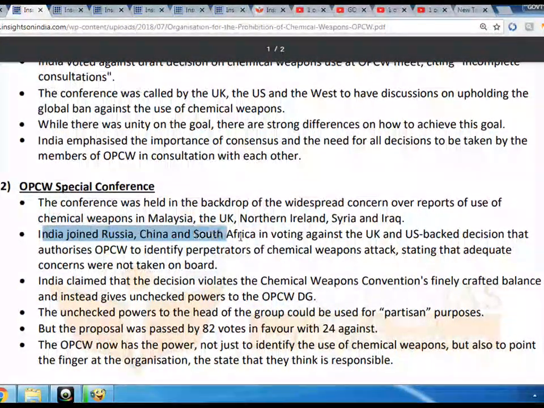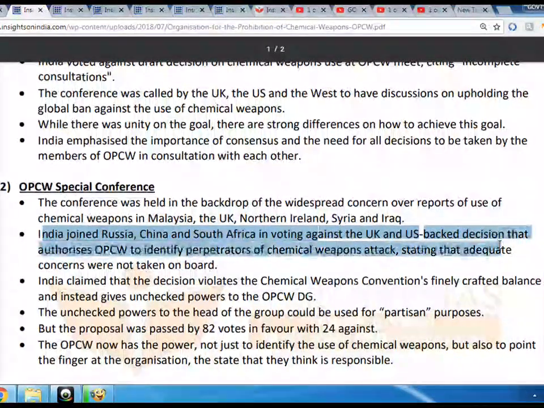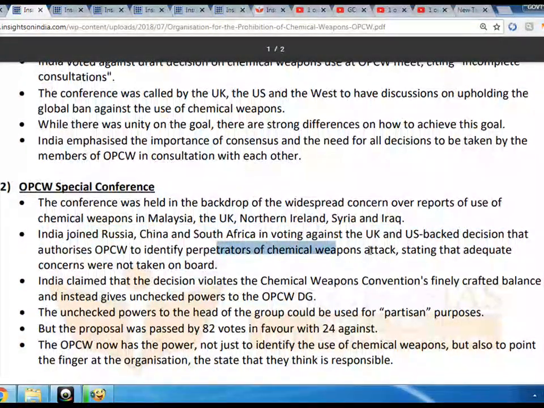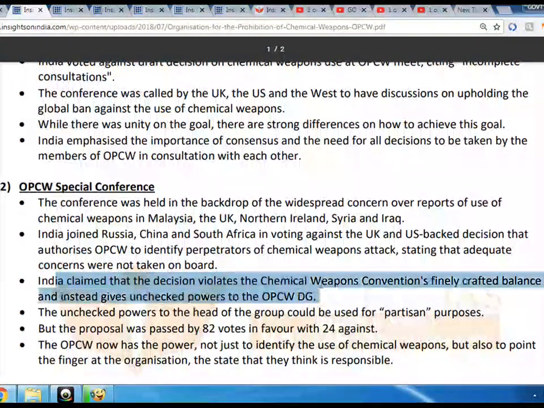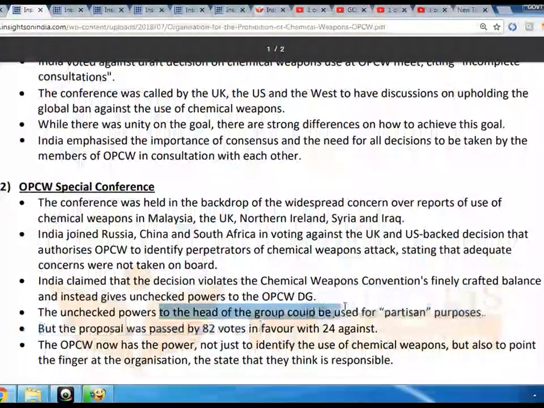India joined Russia, China and South Africa in voting against the UK and US decision that authorizes OPCW to identify perpetrators of chemical weapons attacks, stating that adequate concerns were not taken on board. India claimed that the decision violates the Chemical Weapons Convention's finely crafted balance and instead gives unchecked powers to the OPCW. The unchecked powers to the head of the group could be used for partisan purposes.